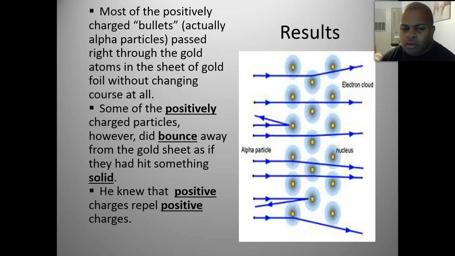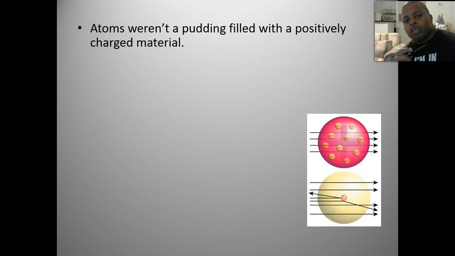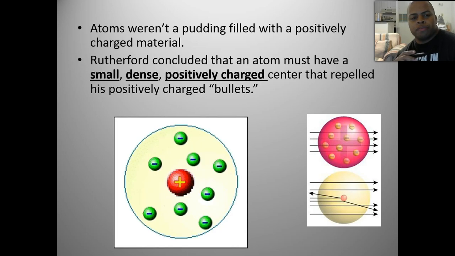They either bounce to the side or bounce directly back, and he had to figure out that they hit something solid. Since he knew, again, electromagnetic force, positive is going to repel positive, he knew that he had to be hitting something solid and positively charged. Atoms were not, as J.J. Thompson had considered, a pudding filled with positively charged material. Rutherford concluded, based on this experiment, that an atom must have a small, dense, positively charged center that repelled his positively charged bullets, if you will.